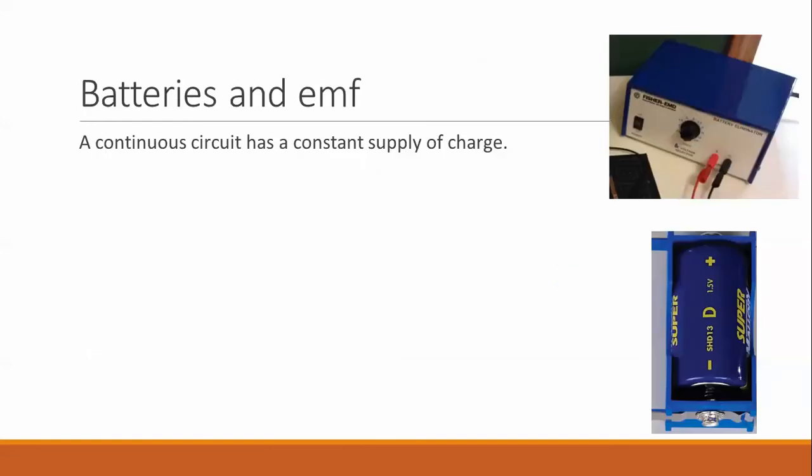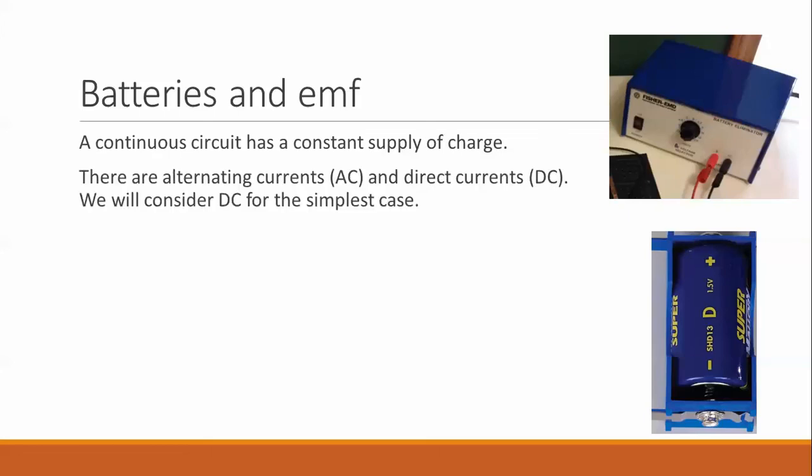So while we're using current, we also talk about an EMF, and batteries. So a continuous circuit is going to have a constant supply of charge running through it. And we can have two different kinds of circuits. We can have a circuit with an alternating current, or AC, and a direct current, or DC. For the AP Physics exam, we're only going to look at direct currents. Alternating currents are what you would get when you have peaks of current that go in a sinusoidal wave, but we're going to consider a direct current where it's a constant current.